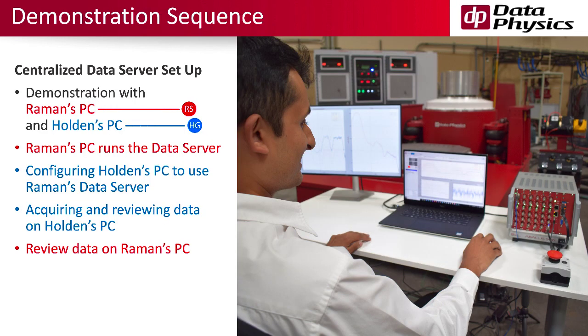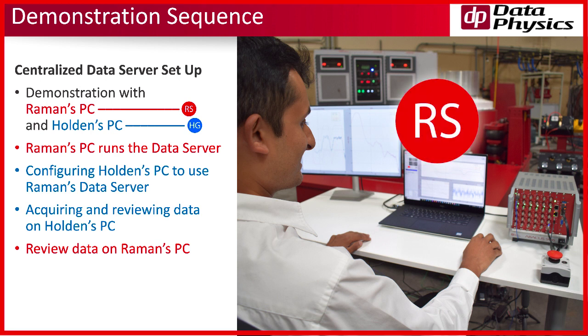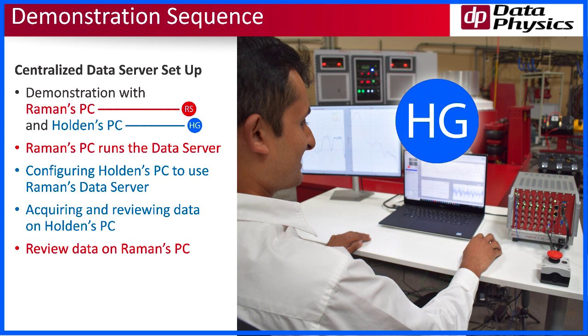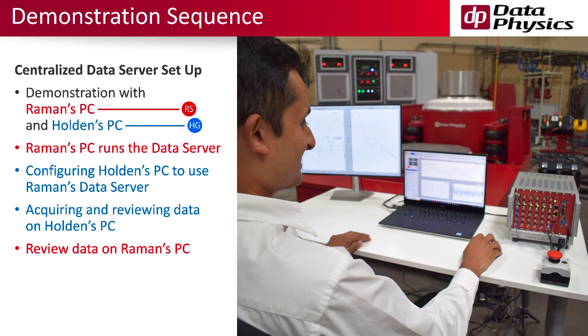All right, so for the next few minutes we're going to show you a quick demo on how to configure a second PC to access a data server that's running on a first PC. To do that, we're going to use my computer that has the 900 series software installed, and my colleague Holden's PC, which also has the 900 series software installed. My PC is going to be running the central data server, and then we are going to switch gears and show you Holden's screen, and he's going to configure his PC to use my data server.